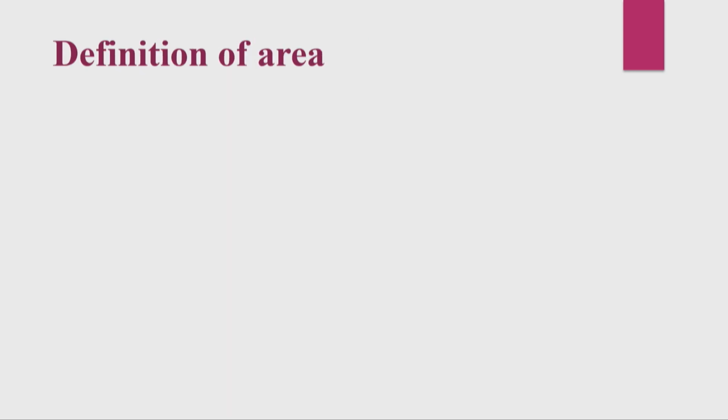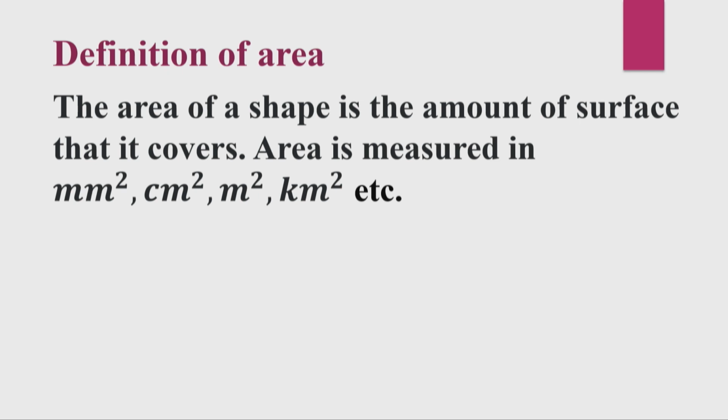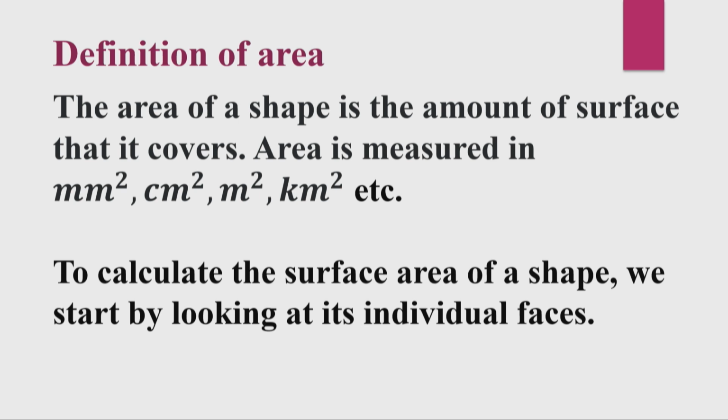The definition of area. The area of a shape is the amount of surface that it covers. Area is measured in millimeter square, centimeter square, meter square, kilometer square, etc. To calculate the surface area of a shape, we start by looking at its individual faces.